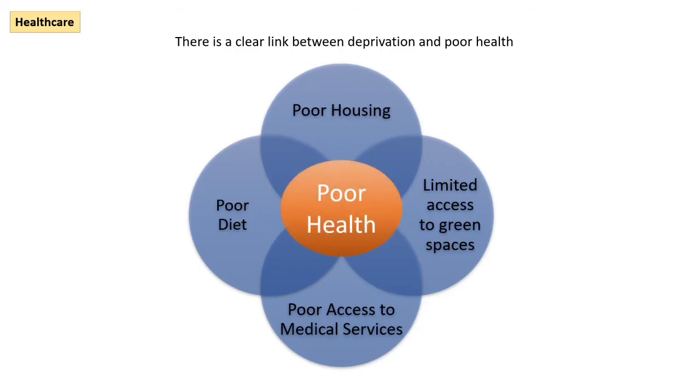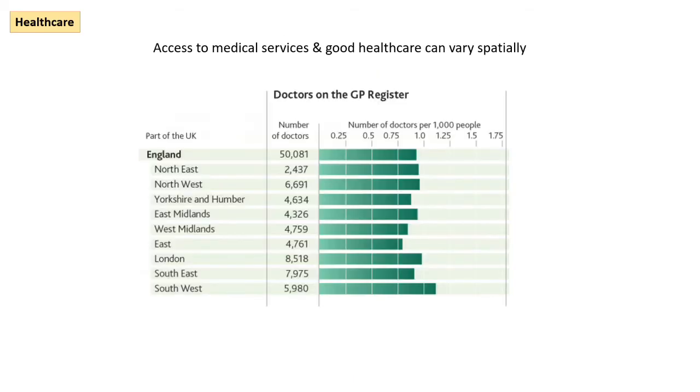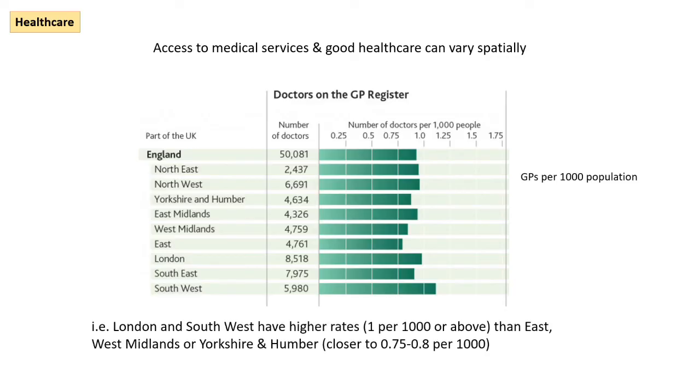It's not just those factors combining, but it's also the factor of access to medical services. So in some areas of the country, we might have higher rates of GPs per thousand, and that simply could be due to more investment. So London and the South West have higher rates. We know the income levels are higher there, so they've got more investment in the healthcare system than perhaps some of the more deprived areas of the country.